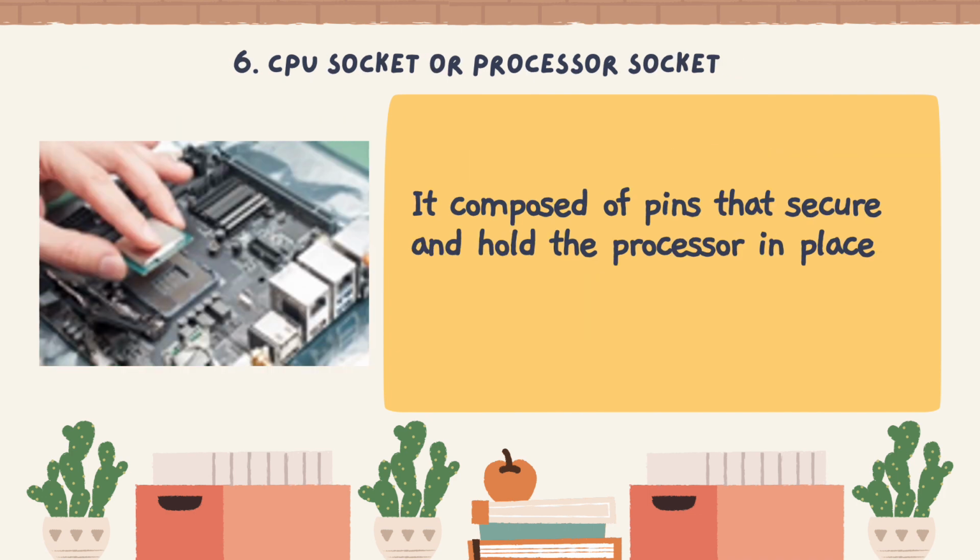Number 6, CPU socket or processor socket. It is composed of pins that secure and hold the processor in place. So, we all know that CPU is the brain of computer. Think of the CPU socket like a special slot on a game board. The CPU, which is like the main player in the game, needs to sit in the slot to play. When it's time to upgrade, the CPU slot is like switching players in a game.